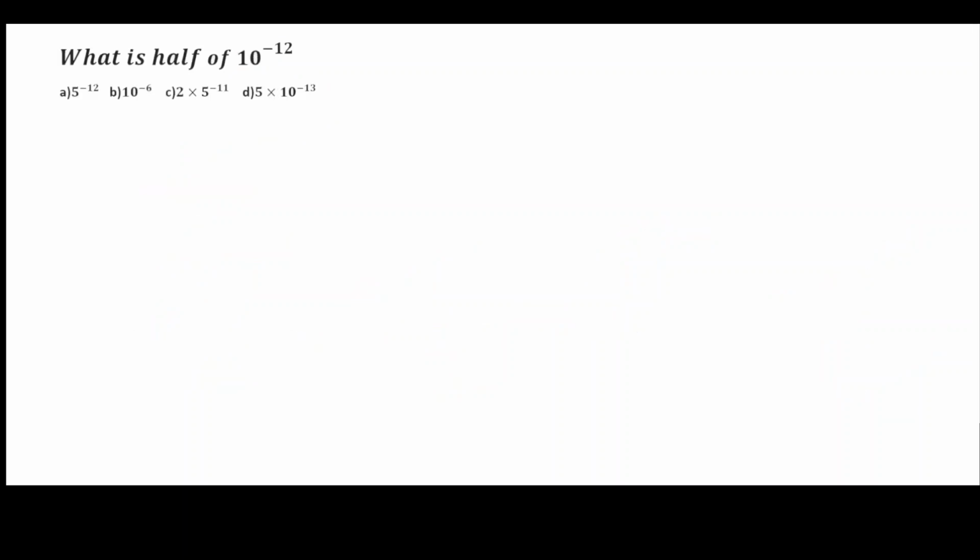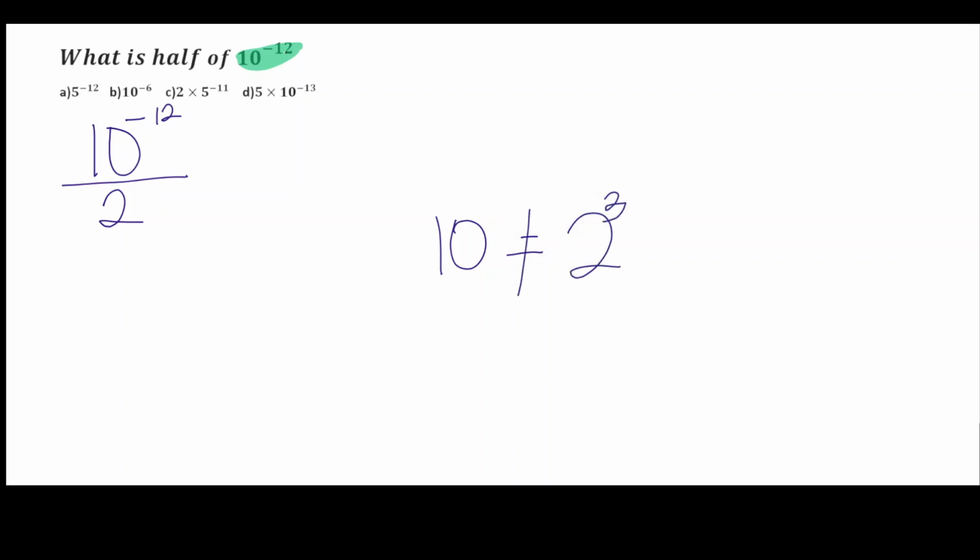Now, let's move to the third question. It says, what is half of 10 to the power of negative 12? So I'm just going to be writing 10 to the power of negative 12, then I will be dividing by 2. But as you can see, 10 cannot be written as a base of 2. It cannot be written as 2 to the power of 2 or 3 or 4 or 5. 10 cannot be written as a base of 2 to a power.